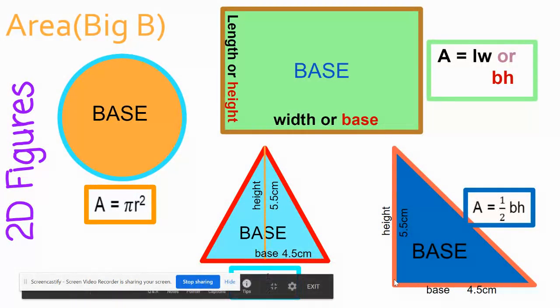Now our second triangle is easier to identify the base and the height because we already have a 90-degree angle because it is a right triangle. So we would still use the base and the height and plug into our formula, which is half of base times height, in order to find the area of a triangle.